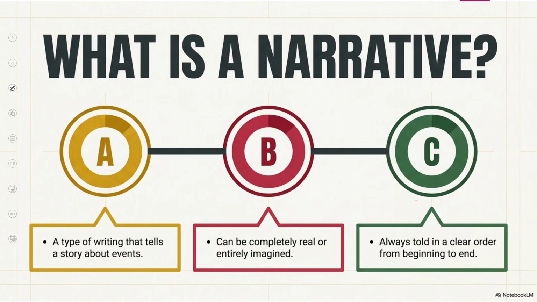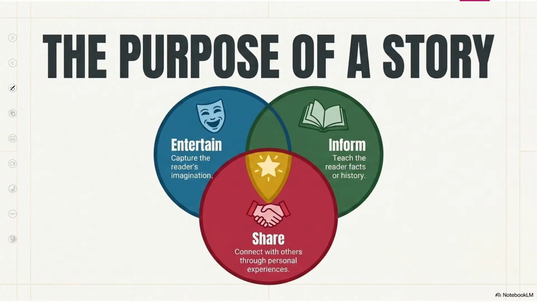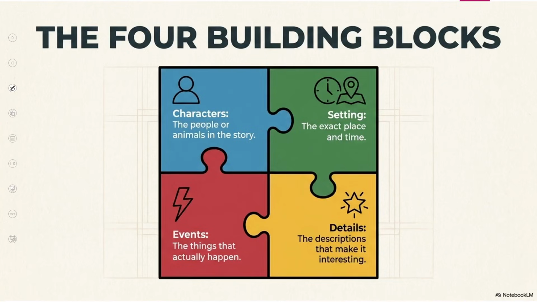What is a narrative? Narrative is a story which is based on imagination or experience. A type of writing that tells a story about events, can be completely real or imagined, always told in a clear order from beginning to an end. The purpose is to entertain, to inform, to share. Suppose you visit a zoo and now you have to tell your fellows in written form. That kind of writing is called narrative writing.